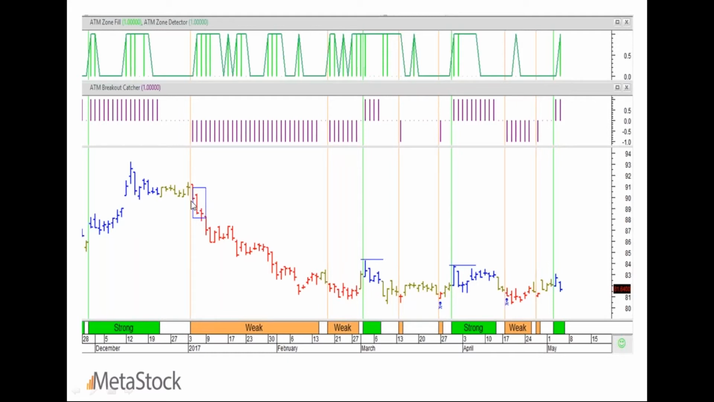So that's a breakout catcher sell. It's a first sell because it's happening after an uptrend. And this is where it gets good. It has a labeling on the x-axis as well, where it looks at the strong and weak phases.